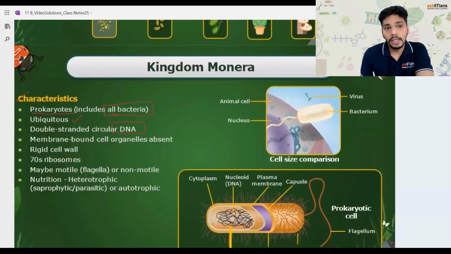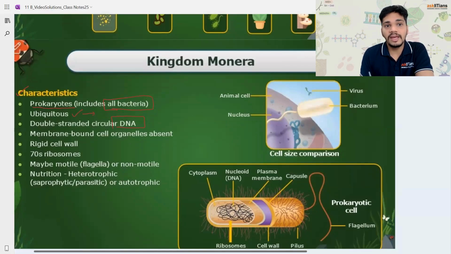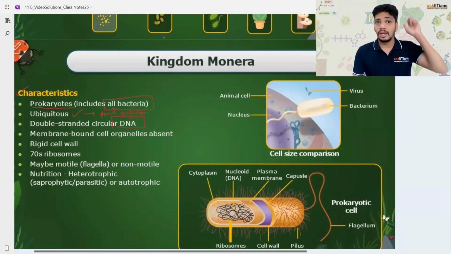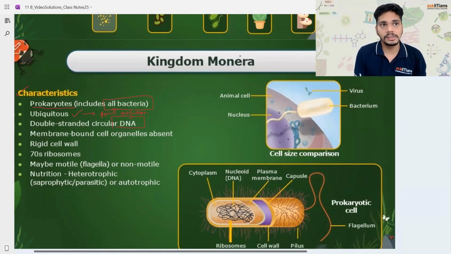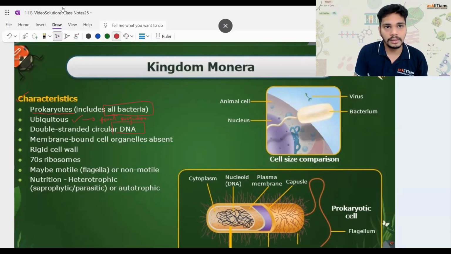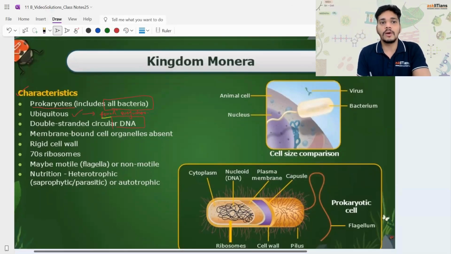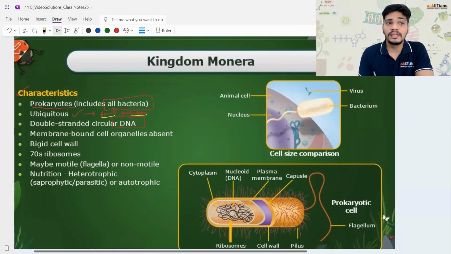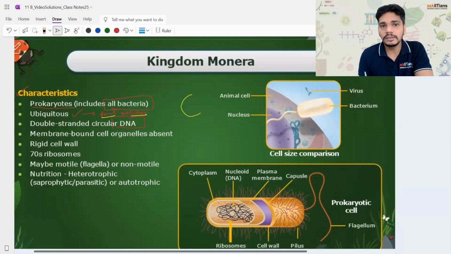When you talk about ubiquitous, they are found everywhere. Now I'm going to change the color and take yellow, which will be very helpful, a bright color. So found everywhere, it is ubiquitous. Then double-stranded circular DNA, circular like this. Why do they have circular DNA? Because they are not that well developed. Exactly. It is double stranded, one strand and a second strand, circular.